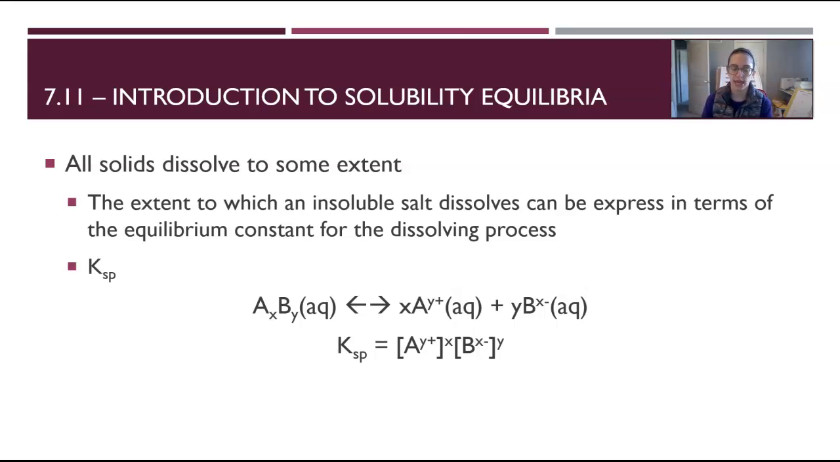And so the KSP expression is written the exact same way. It's the concentration of each ion raised to the power of their corresponding coefficients. Since we don't include solids in our equilibrium expressions, the reactants aren't included. So it's just products.